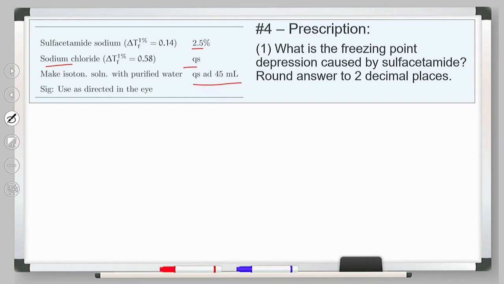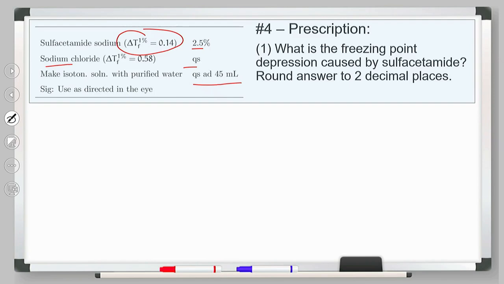So the first step here: what is the freezing point depression caused by the sulfacetamide? If I give you the delta TF for sulfacetamide at 0.14, my question to you is, given the therapeutic concentration we are going to use, and what is that? Where do I find that? On the prescription. What does the prescription call for? 2.5%. So if I'm going to have 2.5% of that drug in my solution, what decrease in freezing point will that cause?